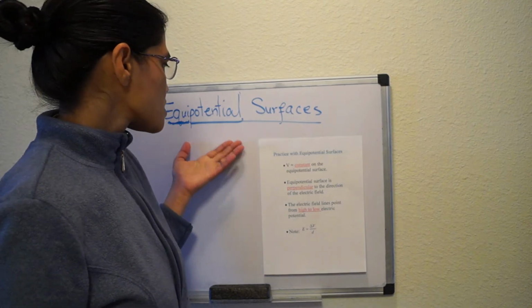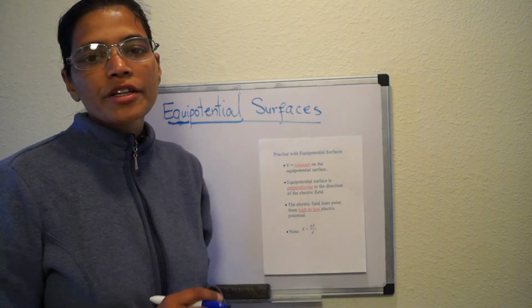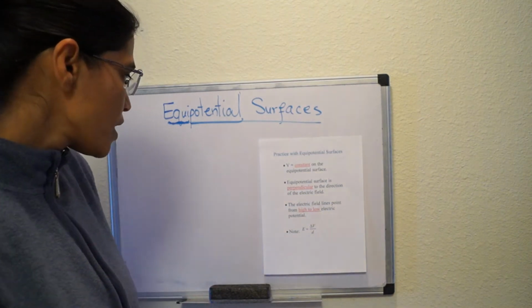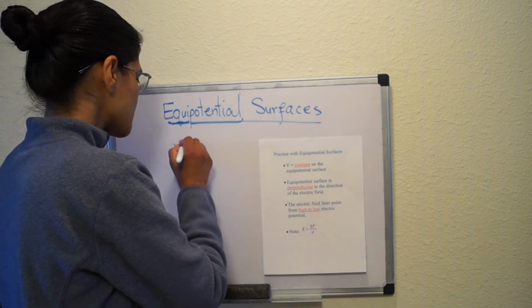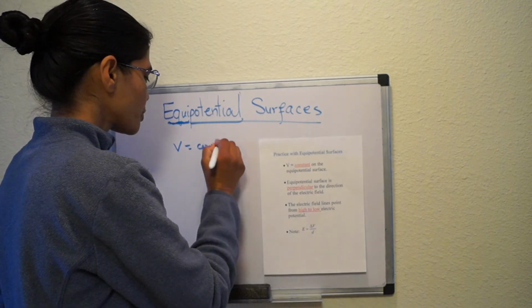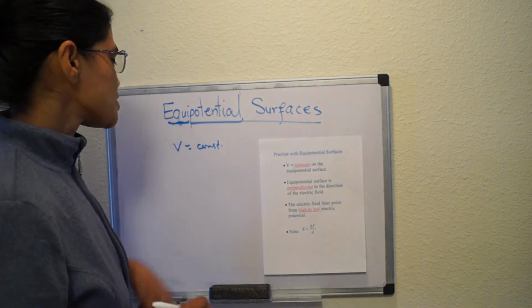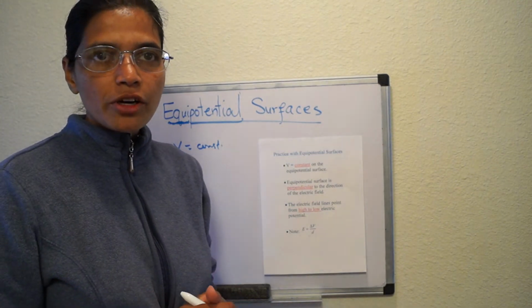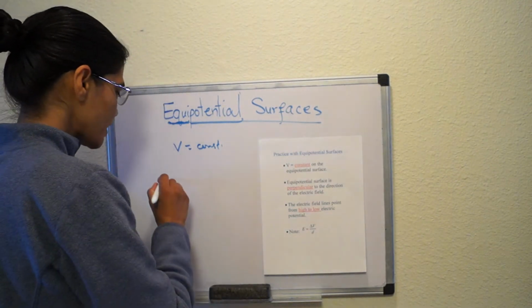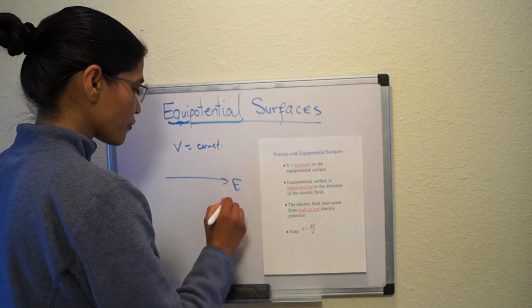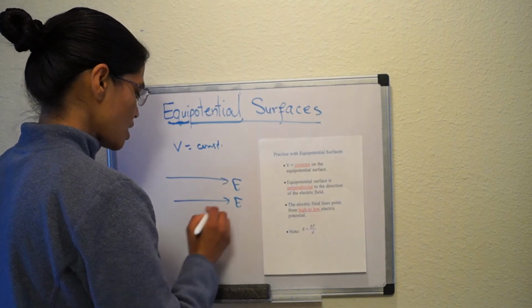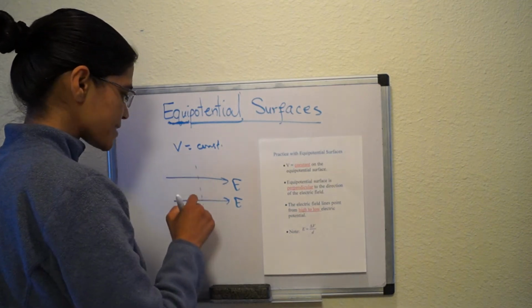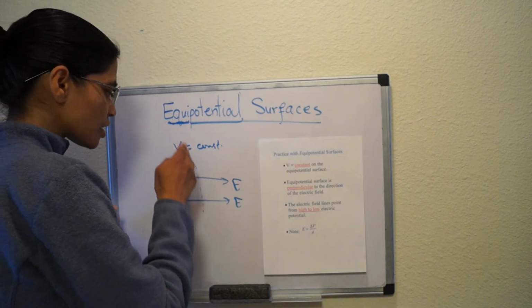Equipotential surfaces, these are the surfaces where the value of electric potential is constant, okay? So V is a constant along equipotential surfaces. An equipotential surface is perpendicular to the direction of electric field. So if we have electric field lines pointing like this, the equipotential surface would be perpendicular to that, okay? It looks like a dashed line, but however this is not a line, it's a surface.